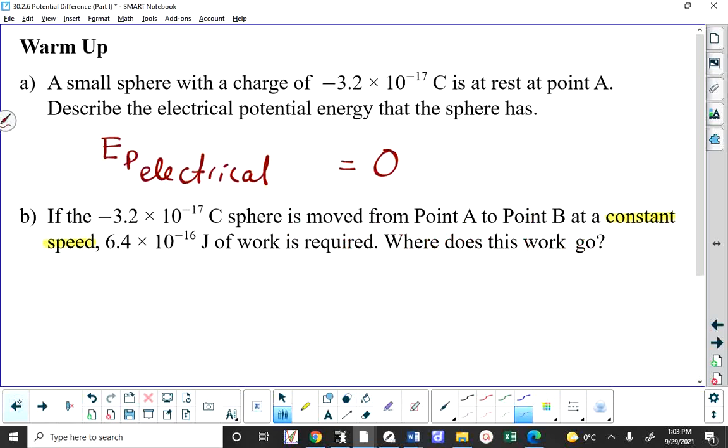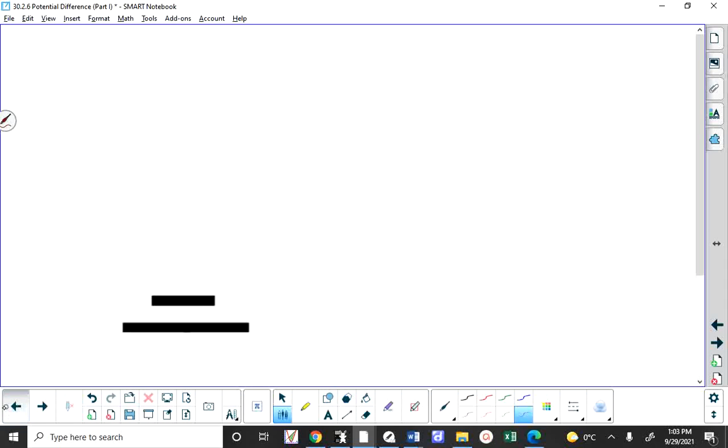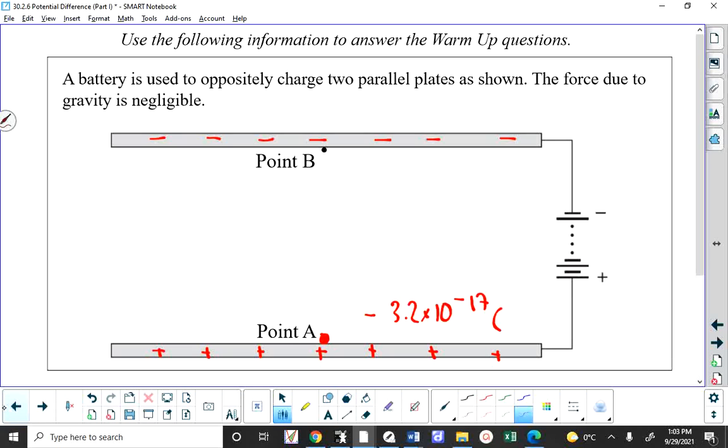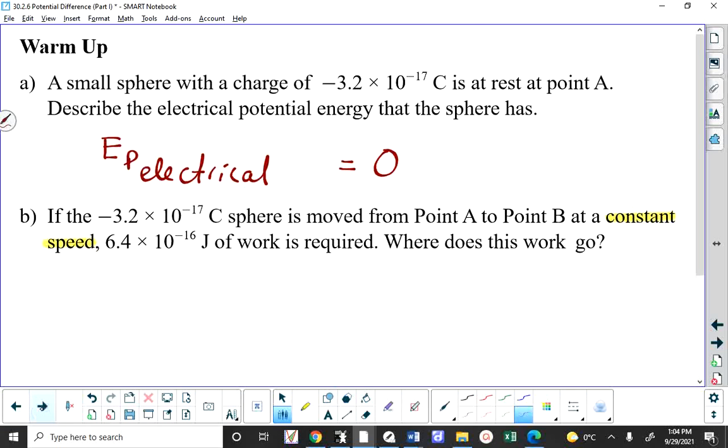So when I talk about the amount of work done, this 6.4 times 10 to the negative 16 joules of work is needed to basically overcome the attractive force between this sphere and the positive plate and the repulsive force between the sphere and the negative plate. That much work is done to move it. I'm moving it at a constant speed, so the work is not going into kinetic energy. That's the only reason I have constant speed there. We're not talking about doing work to speed the object up. We're not talking about kinetic energy. And that means that the work must go into potential energy.